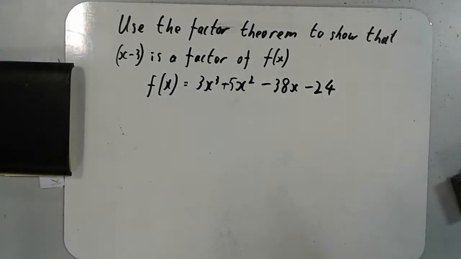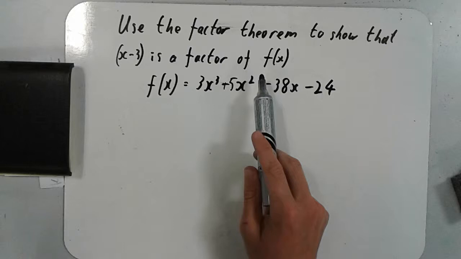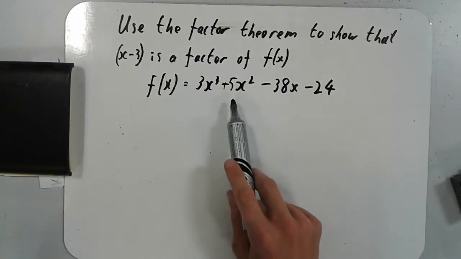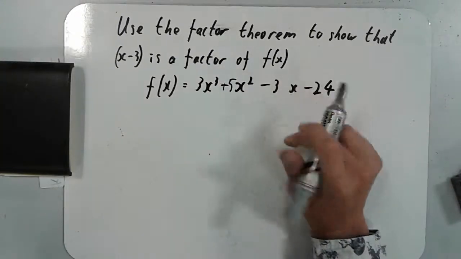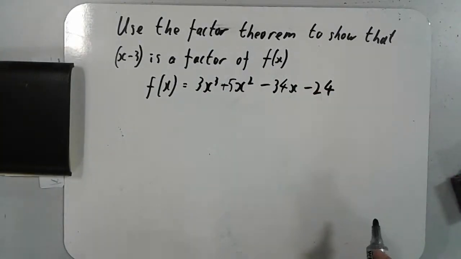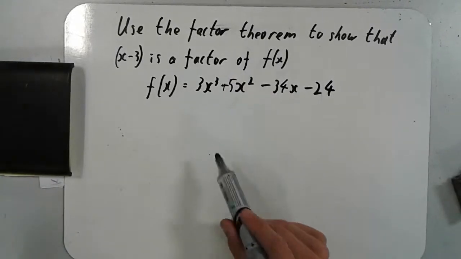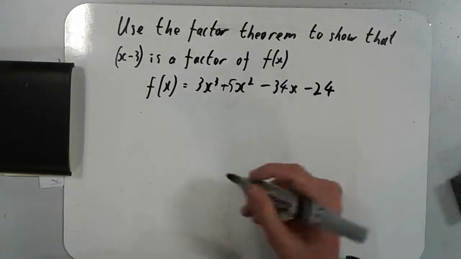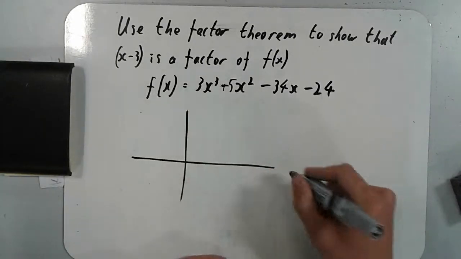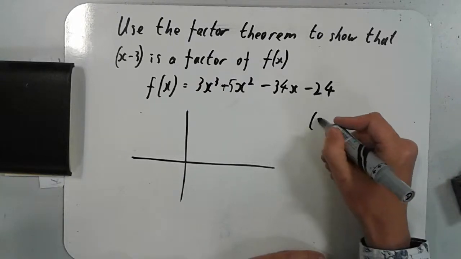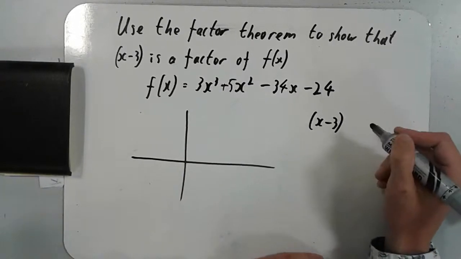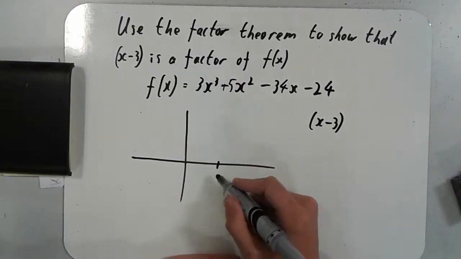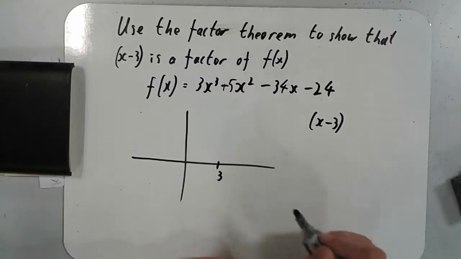This question asks us to use the factor theorem to show that x minus 3 is a factor of f(x). f(x) is this here, 3x cubed plus 5x squared minus 34x minus 24. Okay, so let's think about what we know about factors and what this factor theorem actually would be. So we know that when we sketch a cubic, once we've factorised it and we know that x minus 3 is a factor, that means that our graph will pass through the x-axis when x is 3.